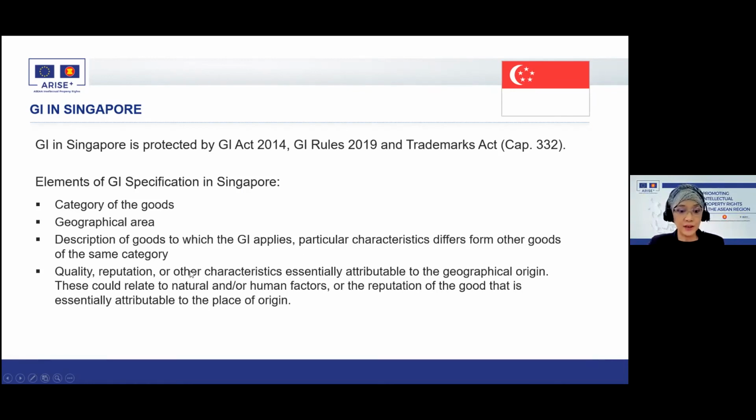Quality, reputation, or other characteristics essentially attributable to the geographical origin. This could relate to natural and or human factors, or the reputation of the good that is essentially attributable to the place of origin. Actually, this is a typical TRIPS version.